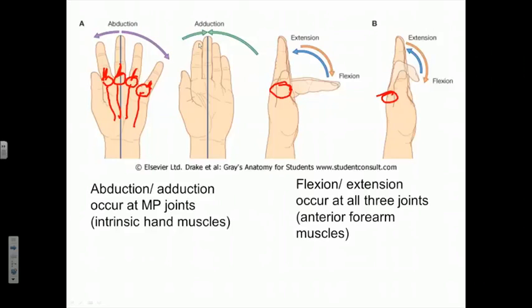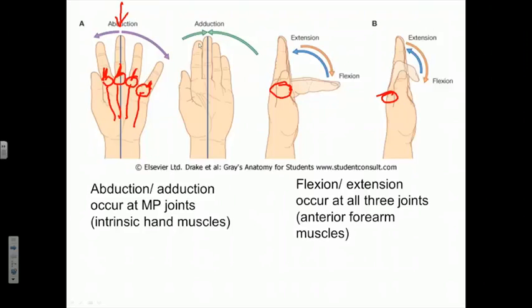And as we will see, we define finger spread by our ability to move our fingers in the coronal plane away from a defined axis that's passing through the middle of the middle finger. And we define adduction, or bringing our fingers back to the anatomic position, as moving the fingers toward that same anatomic axis that's passing through the middle of the middle finger.